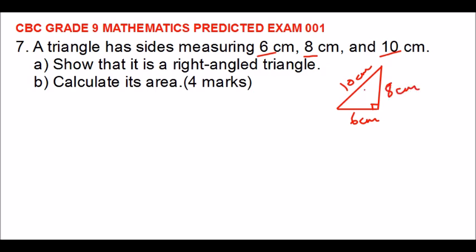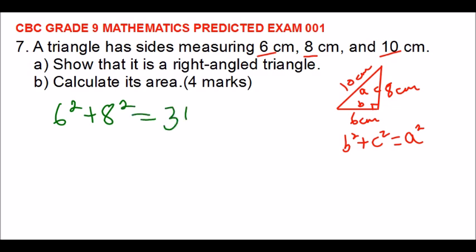What we know about the Pythagoras theorem is that for the longest side, if we call the sides A, B, C, and you can show that B squared plus C squared is equal to A squared, that is the Pythagoras theorem, then that triangle is a right angle triangle. And therefore, how do we solve this? From our triangle here, we can get 6 squared plus 8 squared is equal to what?